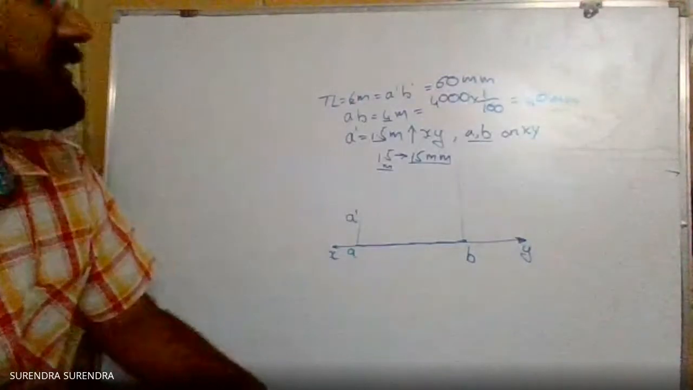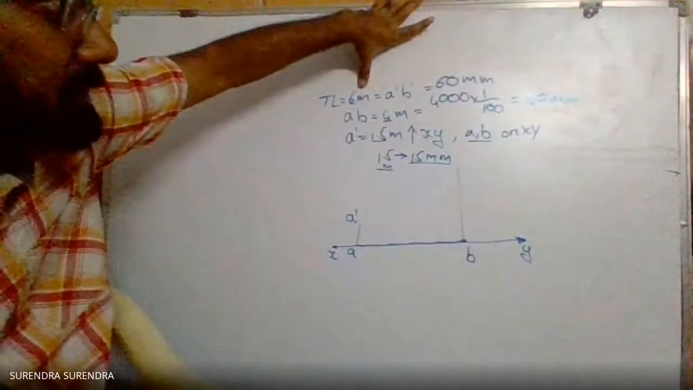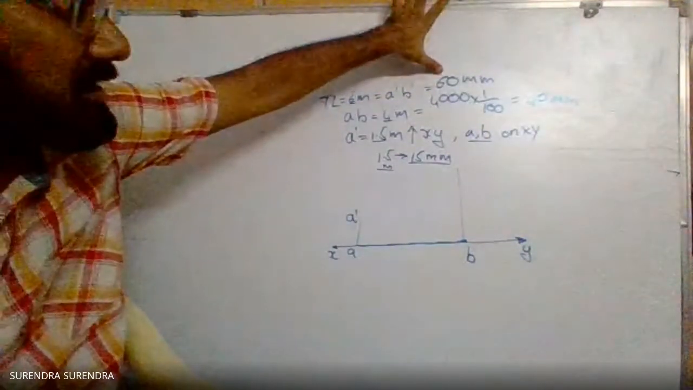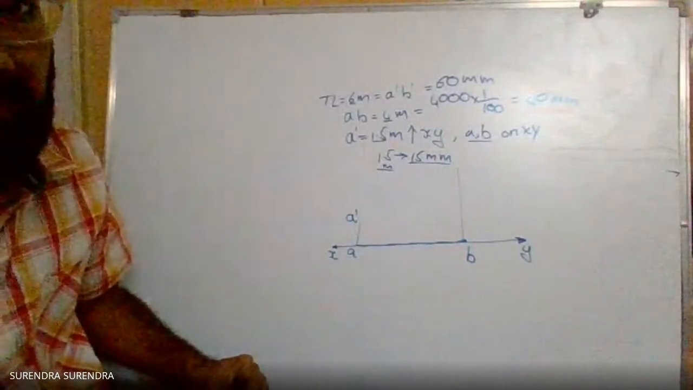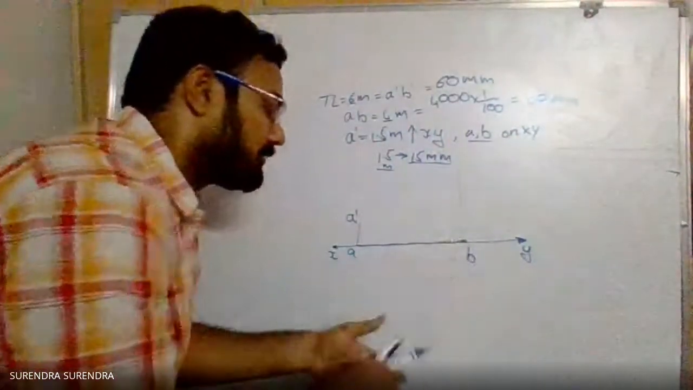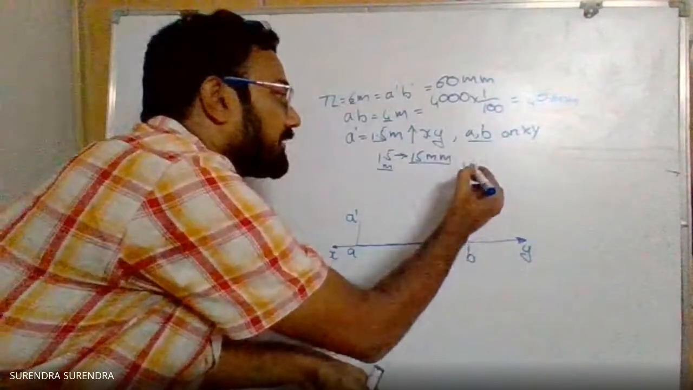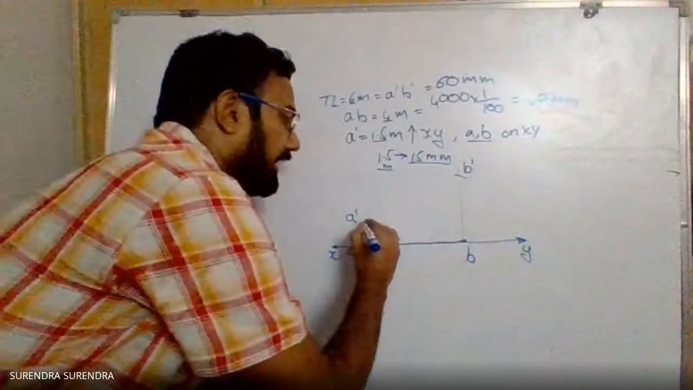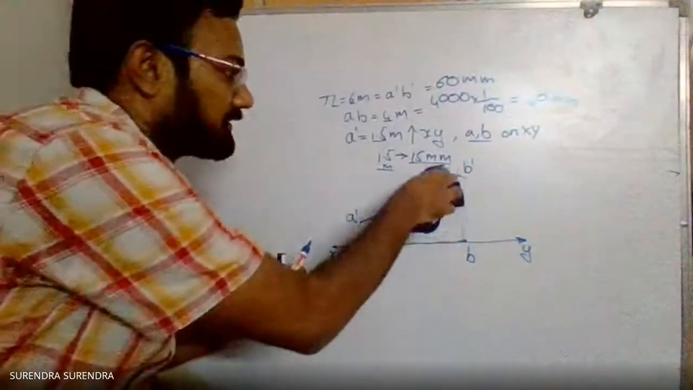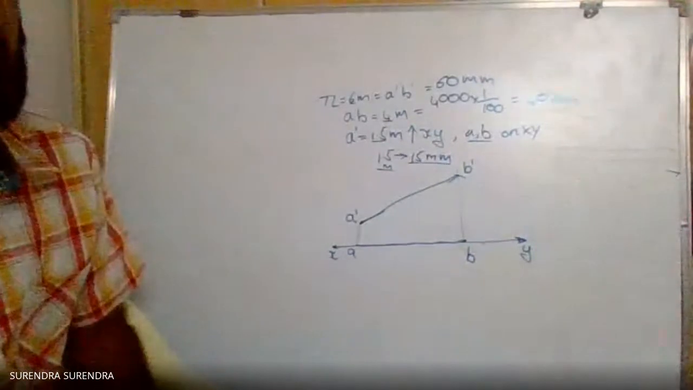To get B dash, we have one more piece of data: the A dash B dash distance equals 6 meters, which we convert into 60 mm. So take a compass, set the radius equal to 60 mm, with A dash as center, and draw an arc on the projector from B. The intersection point will be B dash. Join A dash B dash with a straight line. So this is the final drawing.